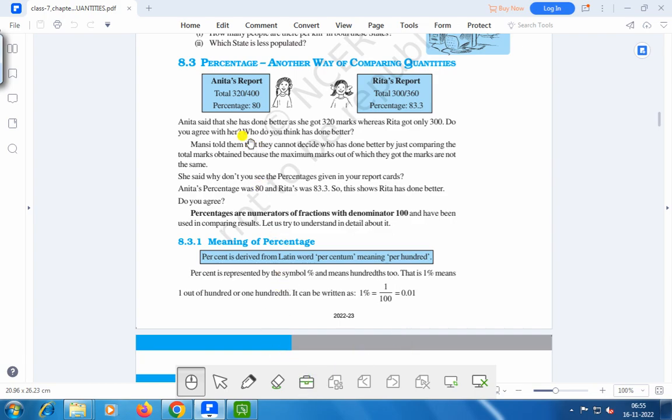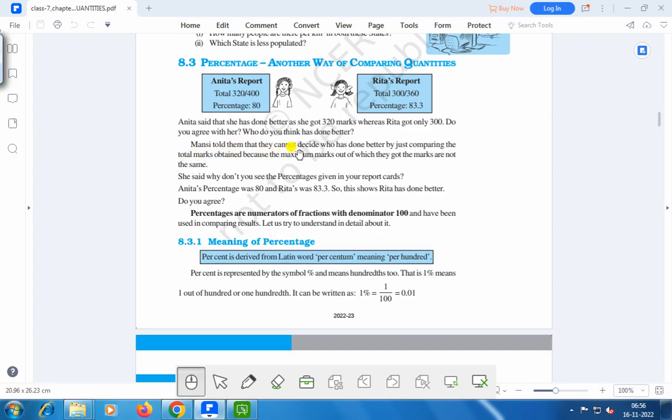Hello everyone. Today we shall discuss percentage, another way of comparing quantities. Here Anita's report is 320 by 400. Percentage is 80%. Here Rita's report is a total of 300 by 360, that is, a percentage of 83.3. Anita said that she has done better as she got 320 marks, whereas Rita got only 300 marks. Do you agree with her? Who do you think has done better?